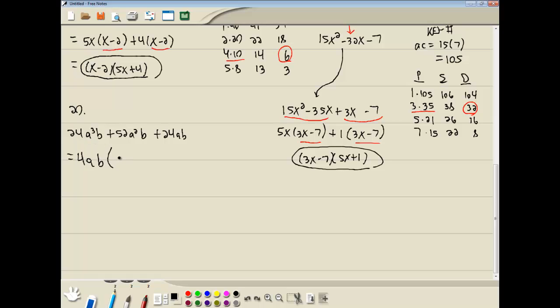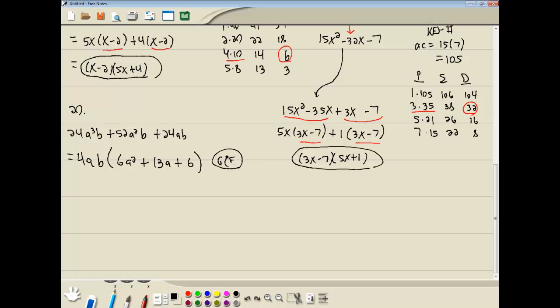Okay. 24 divided by 4 is 6. We had 3 A's. Took 1 away, so that leaves us 2 A's. That B's gone. Plus 52 divided by 4 is 13. Had 2 A's, took 1 away, so that leaves a single A, and that B's gone. Plus 24 divided by 4 is 6. And that A's gone, that B's gone. Okay, that was our GCF.